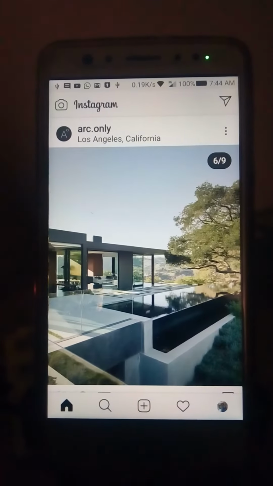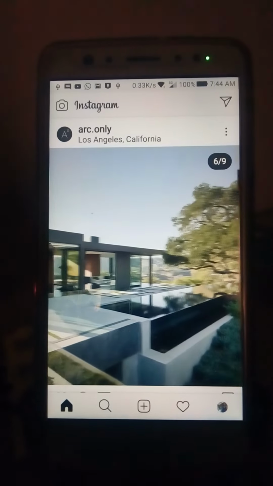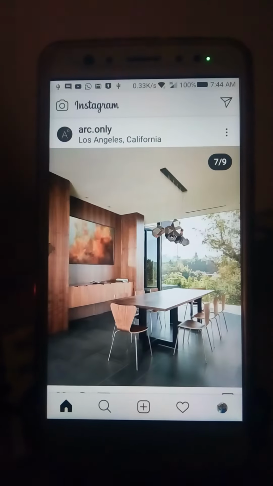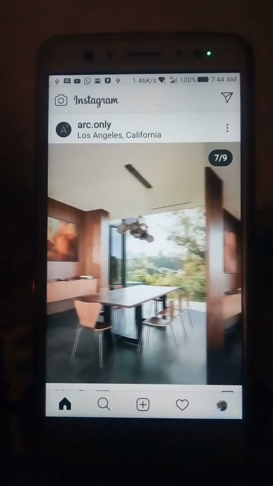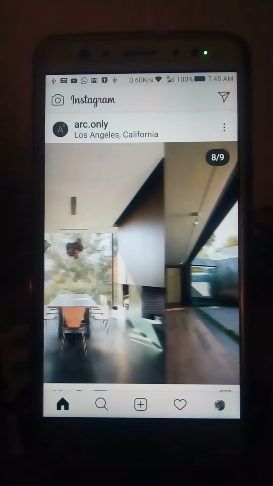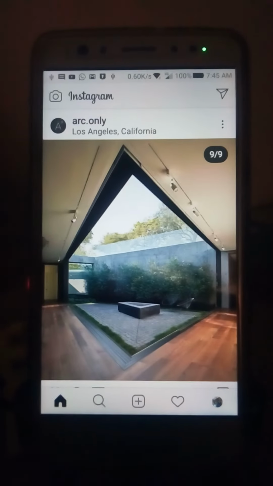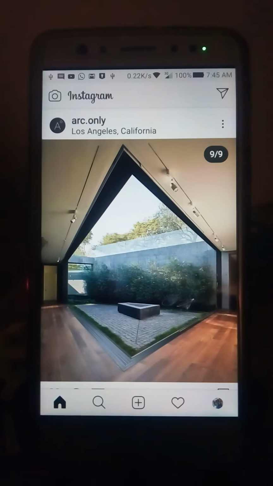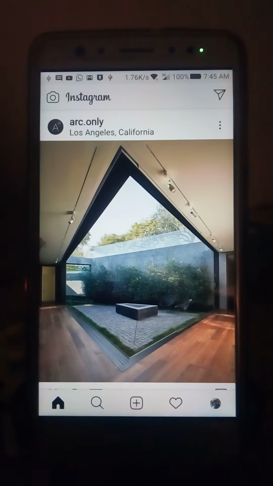through all the images. 6th one, 7th one, 8th one, 9th one. The program executed successfully. Thank you.